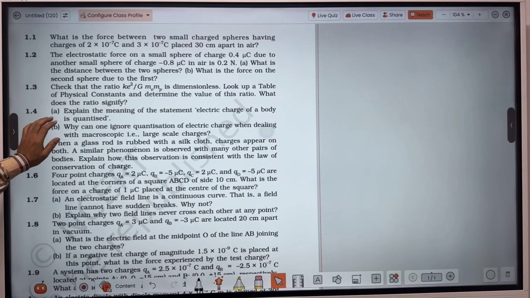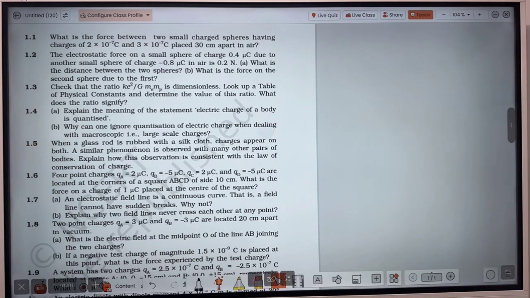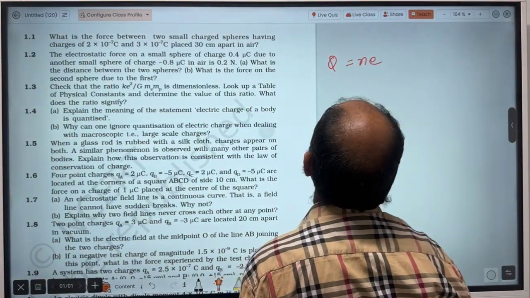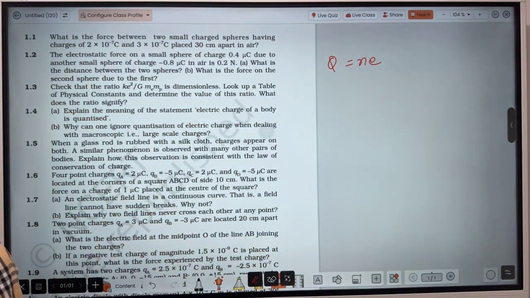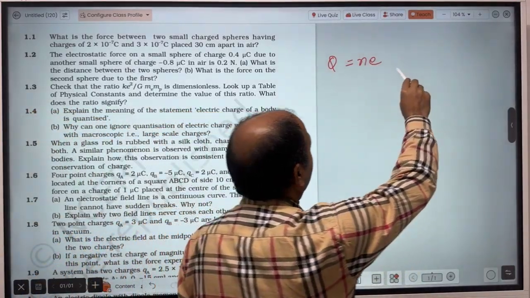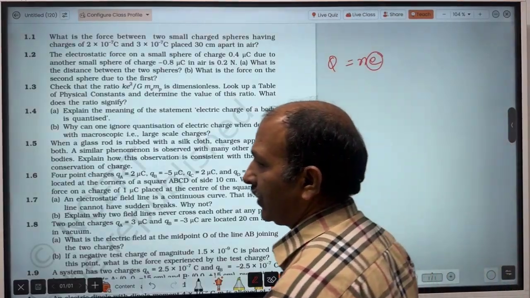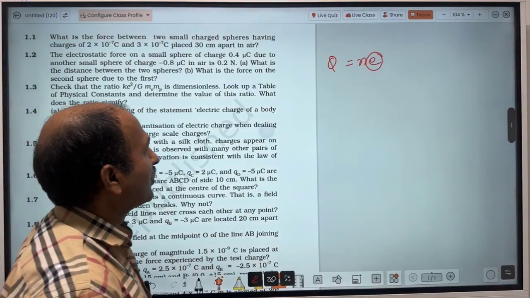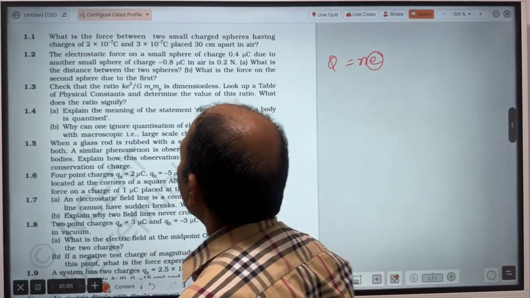Next question says, explain the meaning of the statement electric charge of a body is quantized. We have already studied about quantization of charge, that charge Q is an integral multiple of the electronic charge. It can't be a fraction. Although it is possible, when you study quark theory, you will find that charge can be written in terms of up and down, different types of quarks, but that is not in your syllabus. So you should assume that Q equals n e only. So that thing is given here.